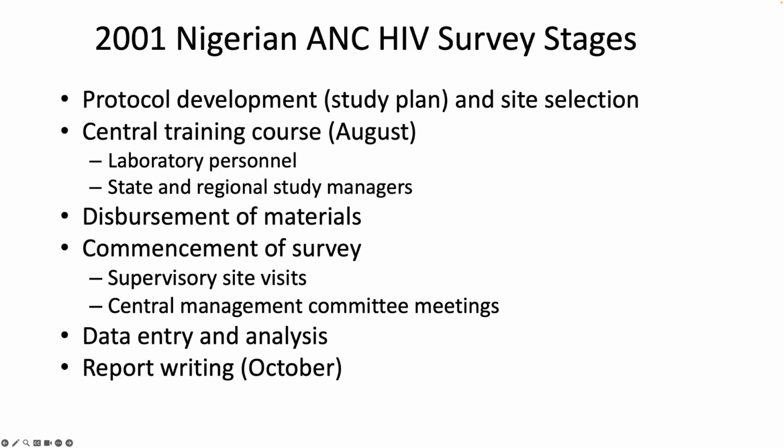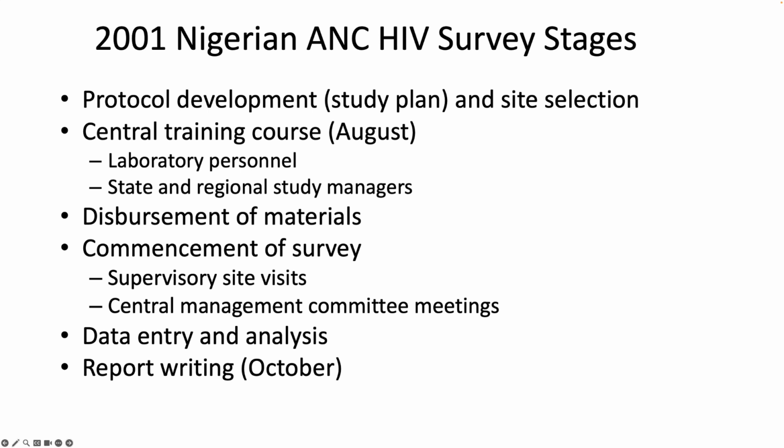These are some of the stages that are part of a national antenatal clinic survey. The whole process takes place very rapidly over a period of a few months from August to October of the same year. Importantly, since it's not continuous over the whole year, it has to take place during the same time of year from one round to the next in order to be able to estimate trends reliably.